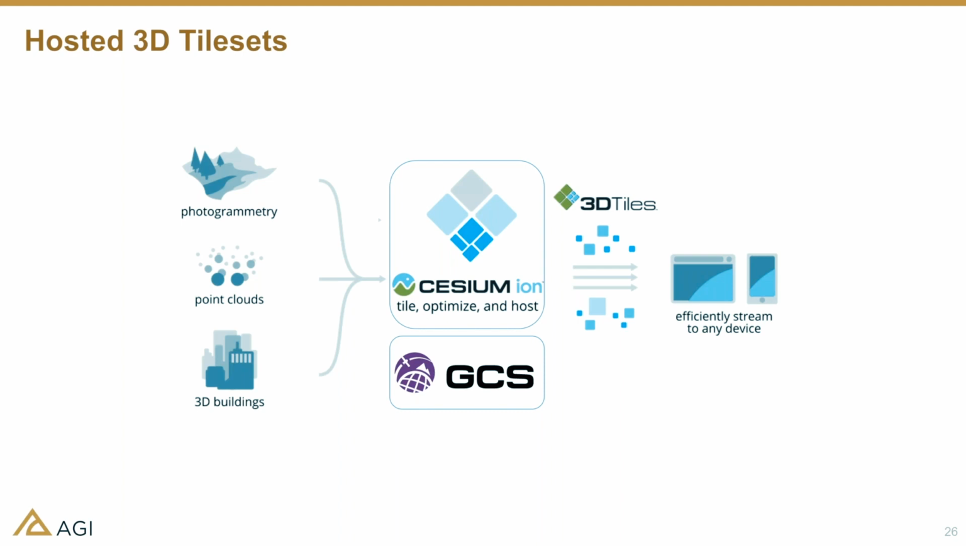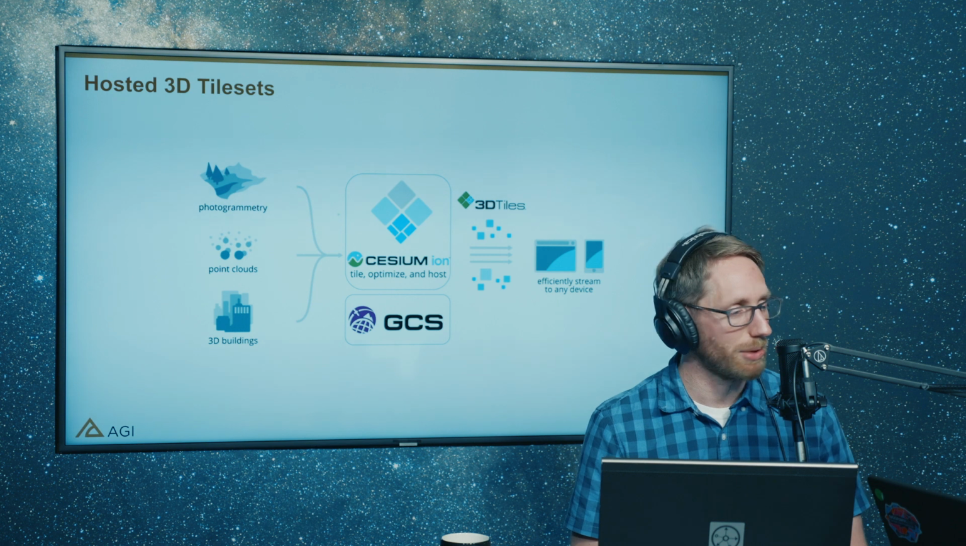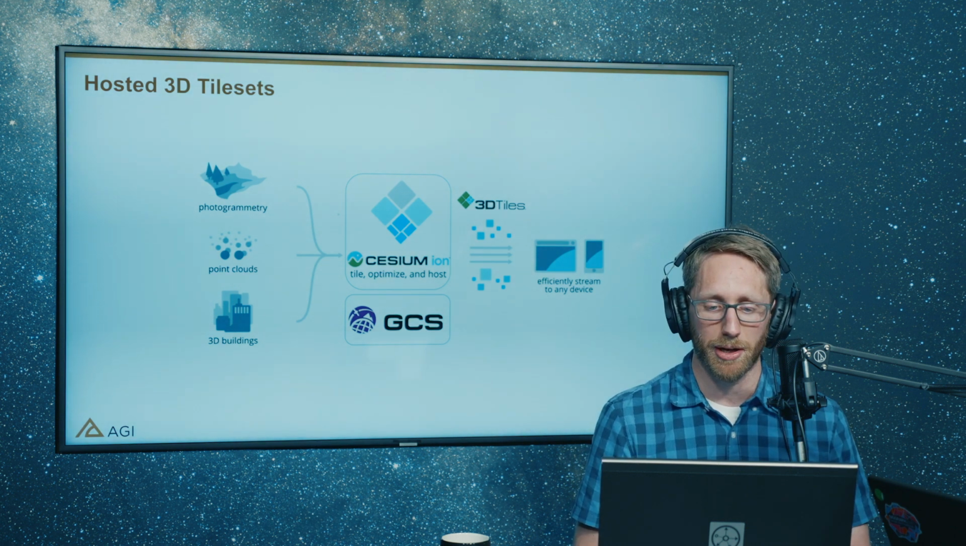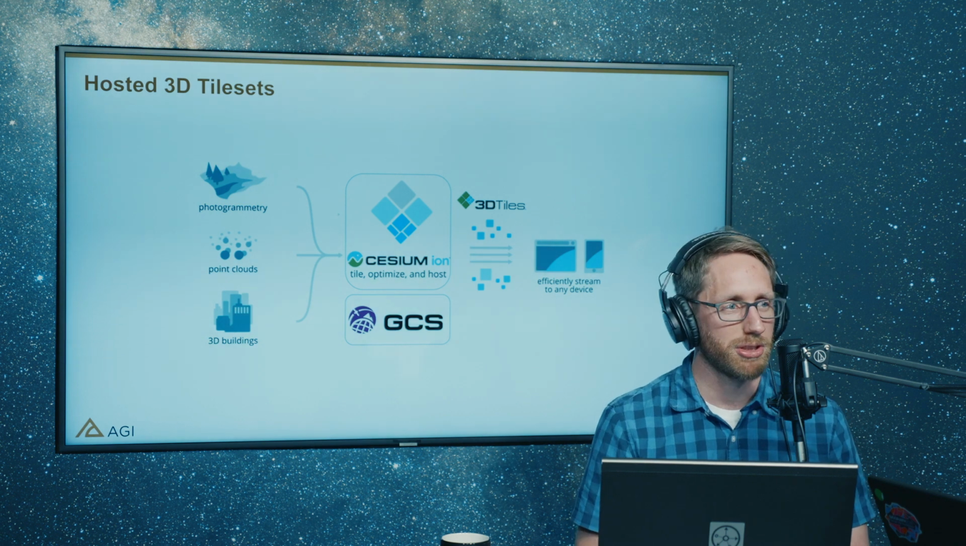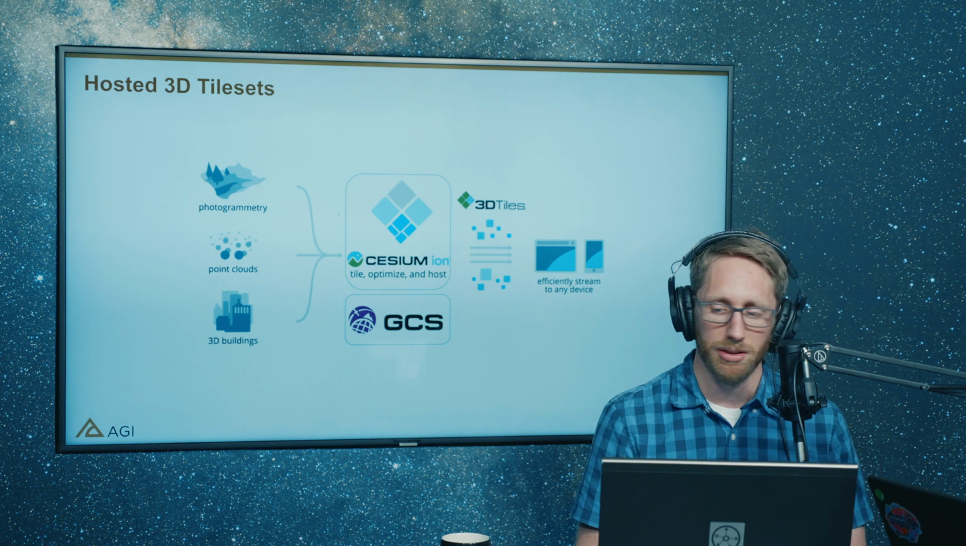When you send it and process it, they will produce 3D tile sets and host things like imagery, terrain, and 3D tile sets. And those can efficiently stream to any device, whether it be in Cesium or STK.